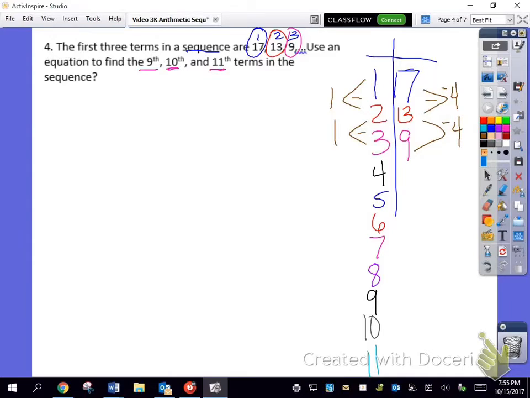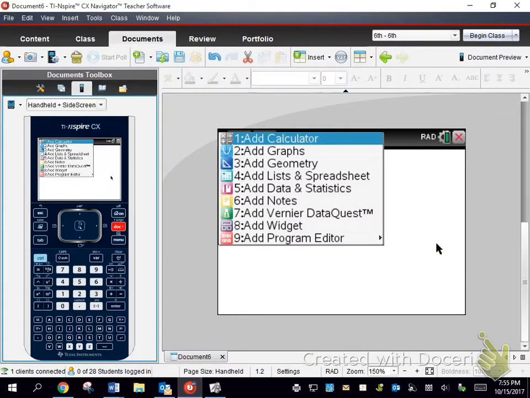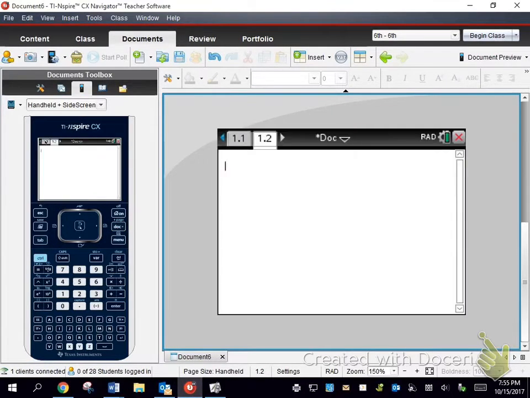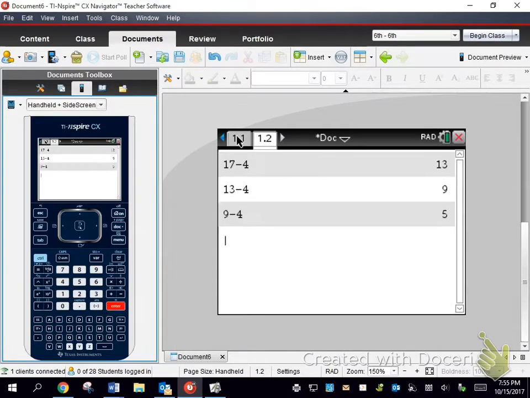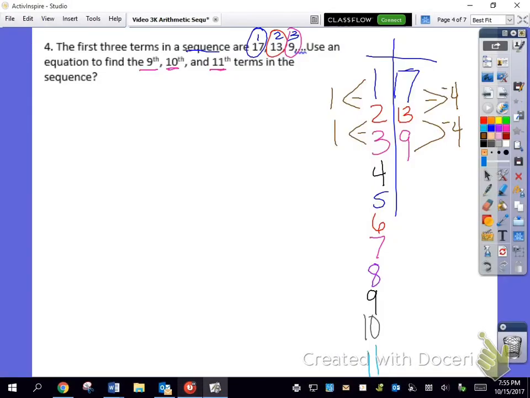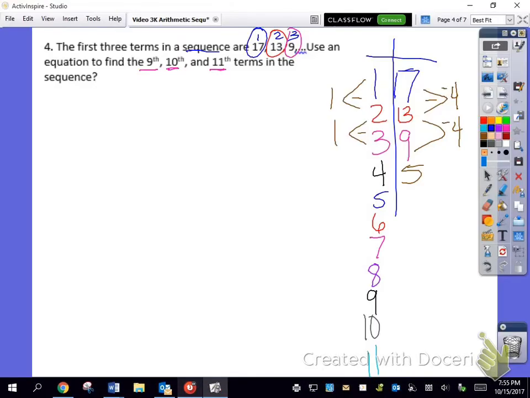So look on your calculator. I'm going to add a calculator page. So control doc, I'm going to add just a calculator page. So just hit 1. So 17 minus 4 is 13. And then I hit minus 4, that gives me 9. Minus 4, that gives me 5. Okay? So after this one, this was a 5. So I just keep going. I'm going to keep going, minus 4, and there's 1. And I'm just going to keep going all the way down.